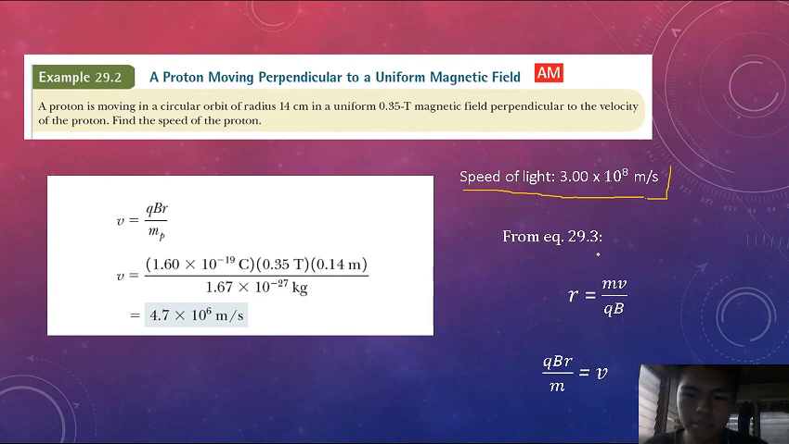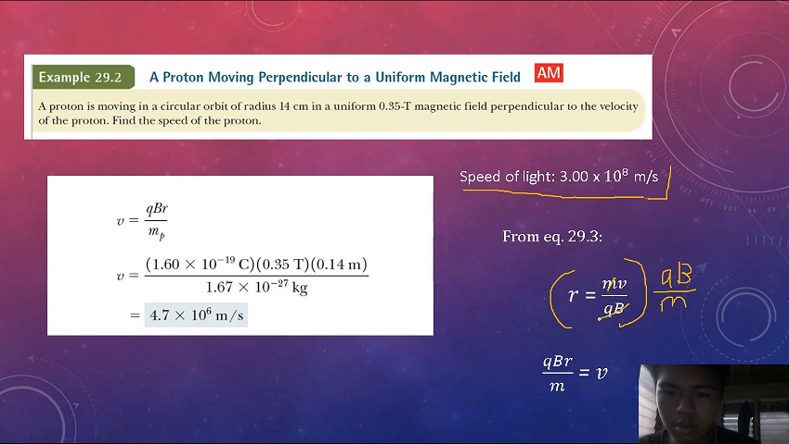Kaya from equation 9.3, which is r equals to mass times velocity over qb, we can divide it by qb over m. So makancel to and makancel to, putting qb here. So malagay yung qb dito and yung mass, and that is our equation for this example.